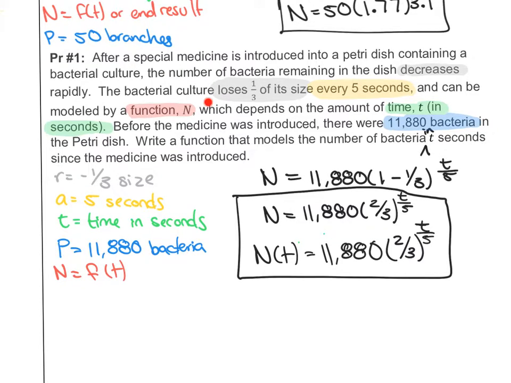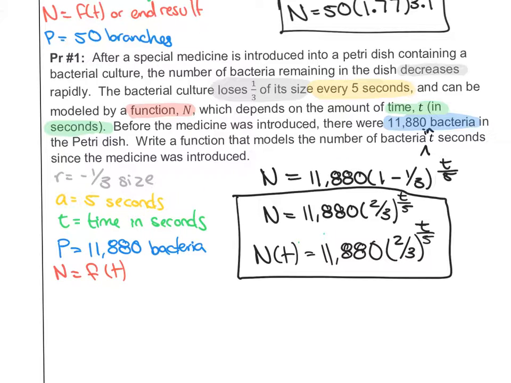Okay, so I went through and highlighted our function n, and I also highlighted our time t in seconds because those were the two that I hadn't given to you. And like I did before, I wanted to write all that over on the side here to really clarify. So I know my R, or my rate of change, is -1/3. And the reason it's -1/3, right, is because it loses 1/3 of its size. And our A is every 5 seconds. And then our T, again, is time in seconds. And P, our starting point, is 11,800 bacteria. And N is our F of T.